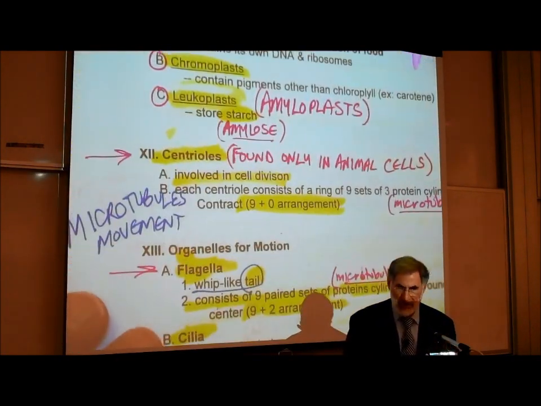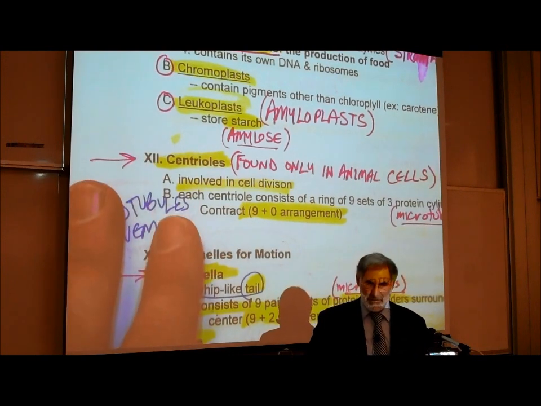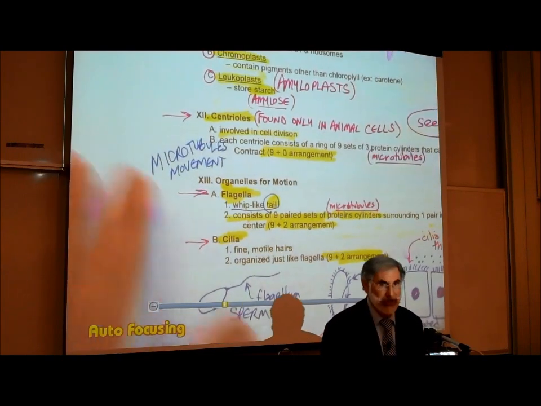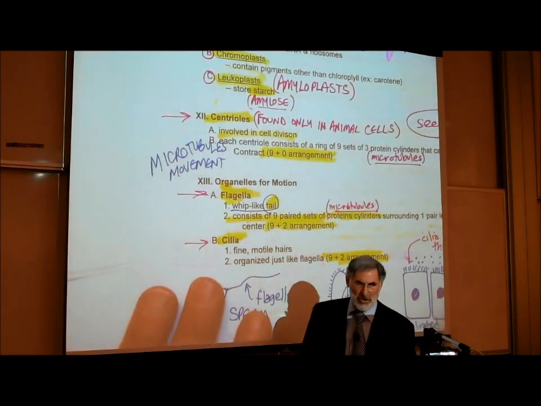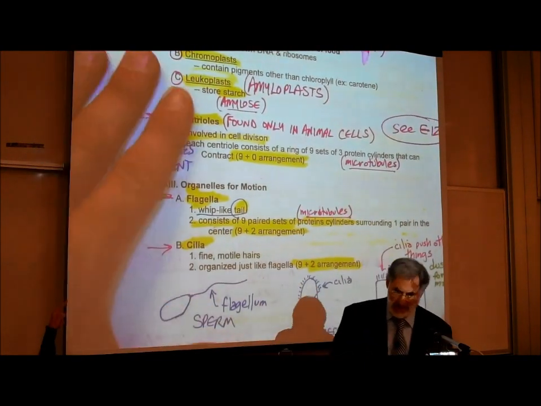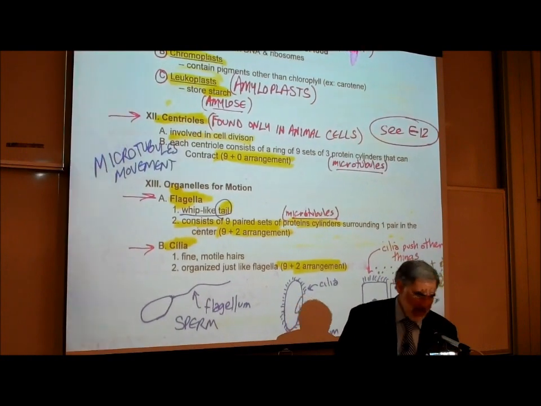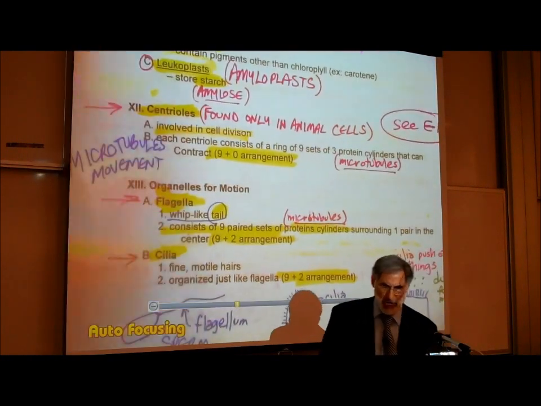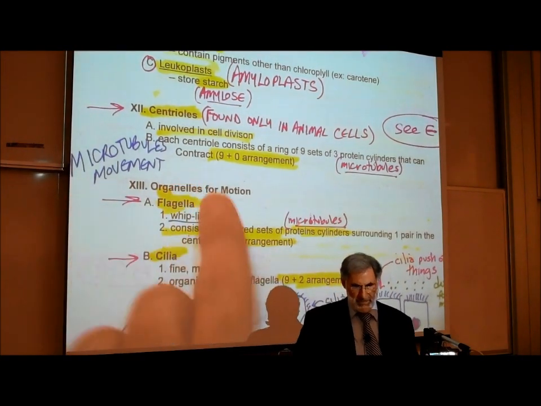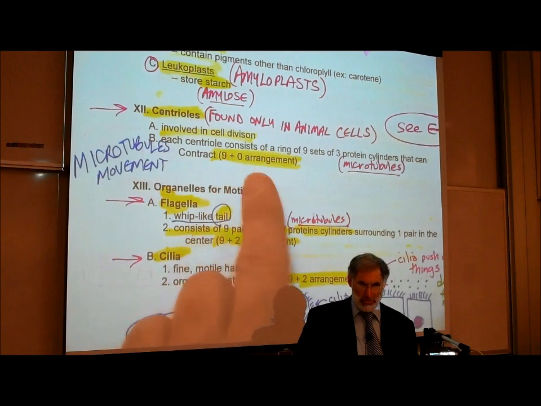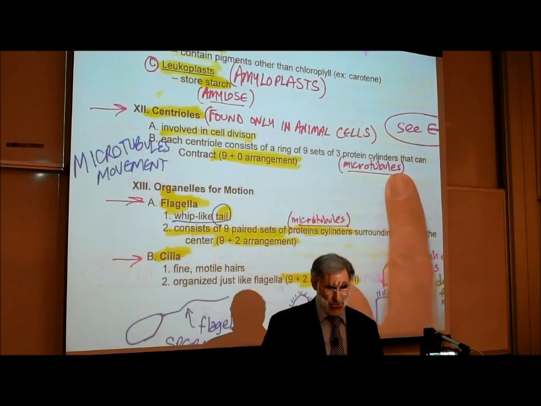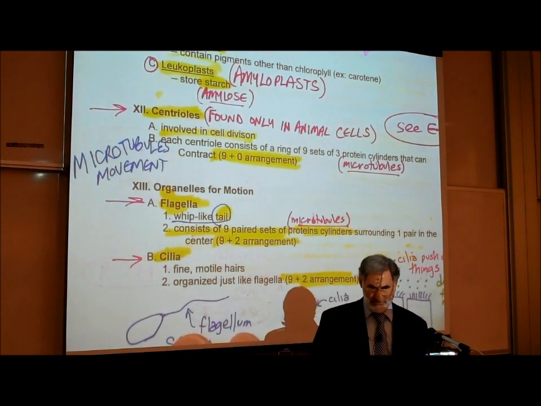All right, we've been talking about these plastids in plant cells. Now the last few structures we're going to tackle kind of simultaneously. And these are centrioles, flagella, and cilia. Okay, this is page E4. Now, the centrioles we wrote are found only in animal cells, and they are involved in cell division. They are made up of microtubules, and specifically a ring of 9 sets of microtubules that are capable of contracting.